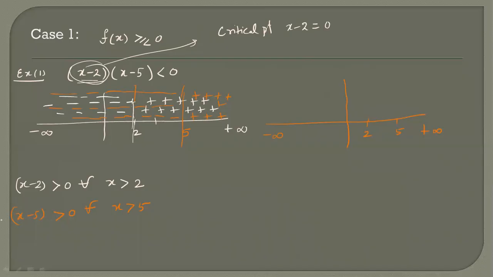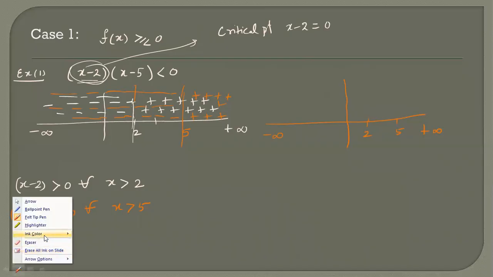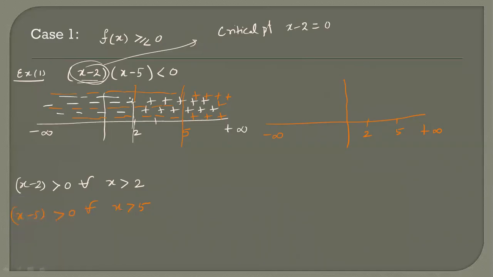What about after the 5? After the 5, both factors are positive, and you are multiplying both factors, so positive times positive will be positive. And what about between 2 and 5? One is positive and another is negative, so the product is going to be negative. And before 2, the x minus 5 factor is also negative and the x minus 2 factor is also negative. So negative times negative, the product is positive. So you can see that it's plus, minus, plus.